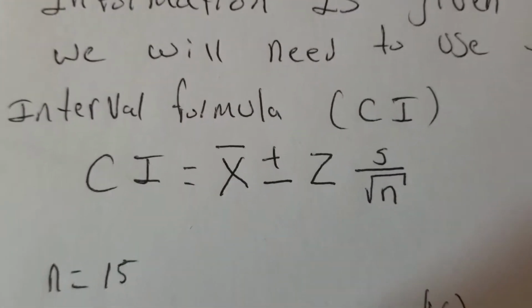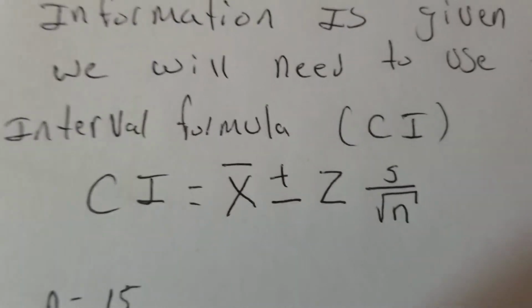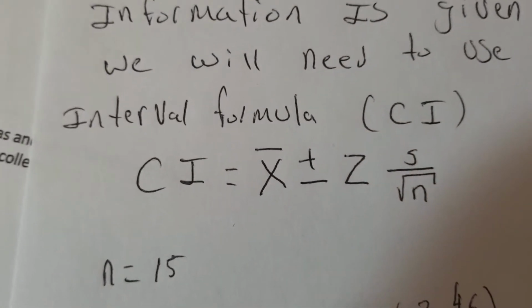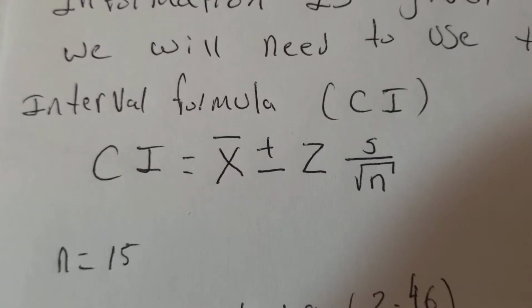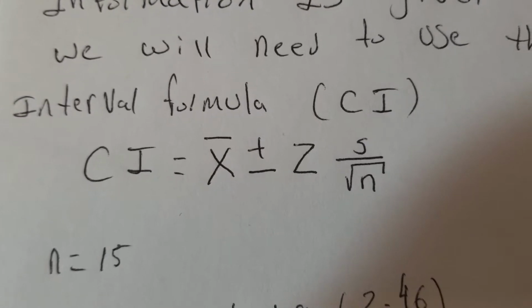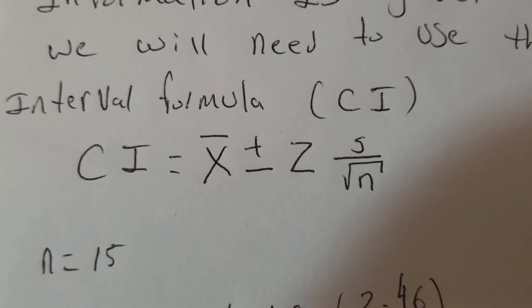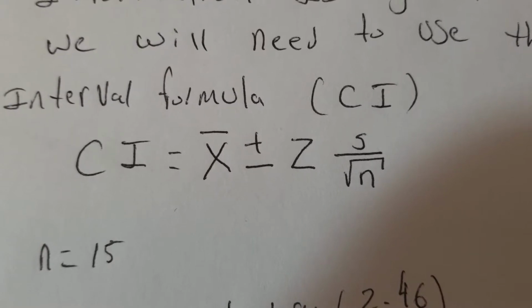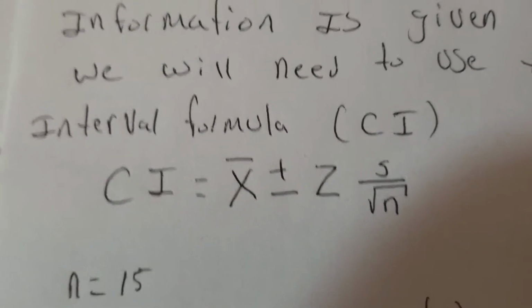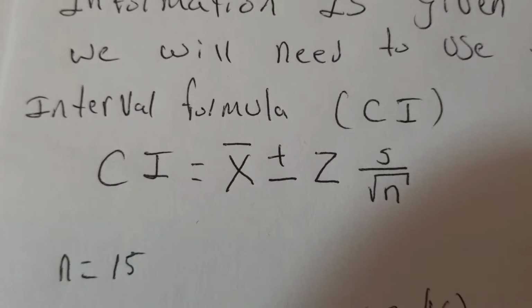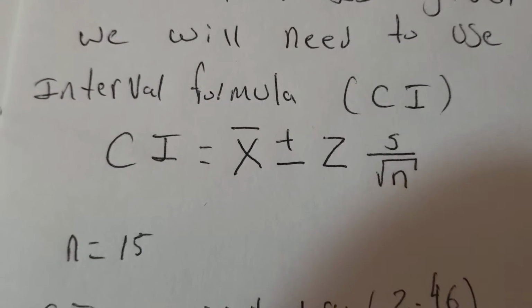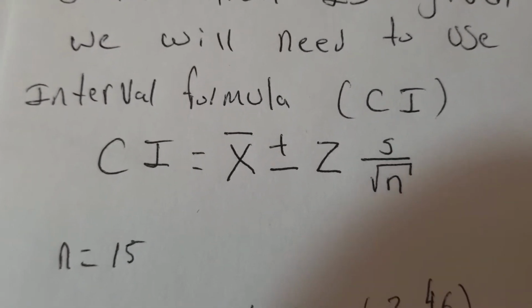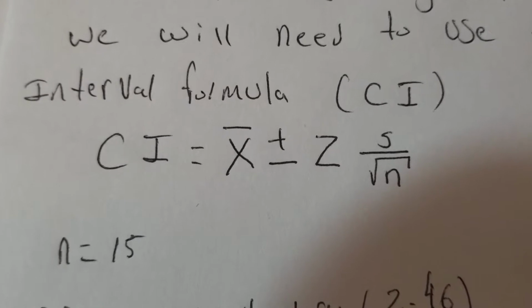Okay, so if we go to this formula, which is our general confidence interval, it tells you that the confidence interval is equal to your mean value plus and minus a z-value multiplied by your sample standard deviation divided by the square root of the sample size. Again, the confidence interval is equal to x bar, which is our mean, plus and minus our z-value, which depends on your confidence level, multiplied by the sample standard deviation divided by the square root of n.